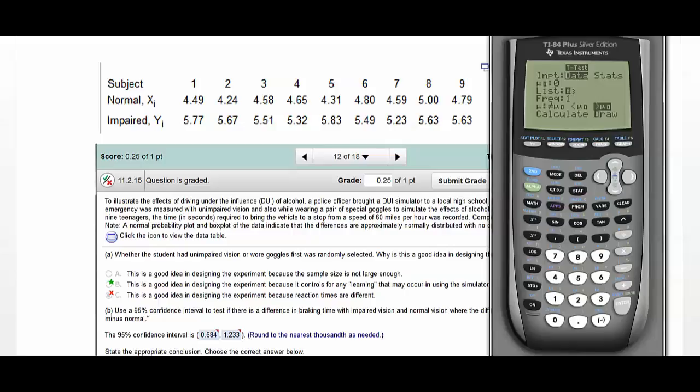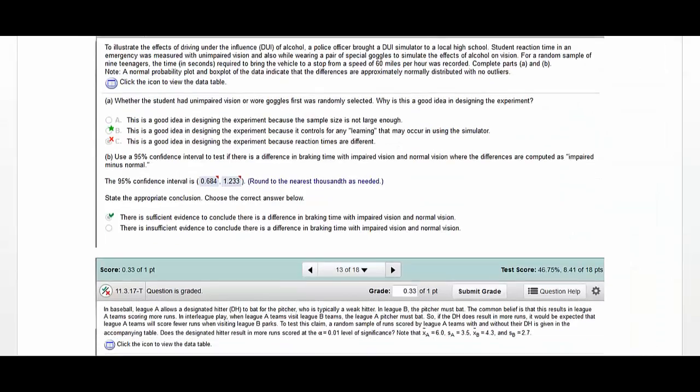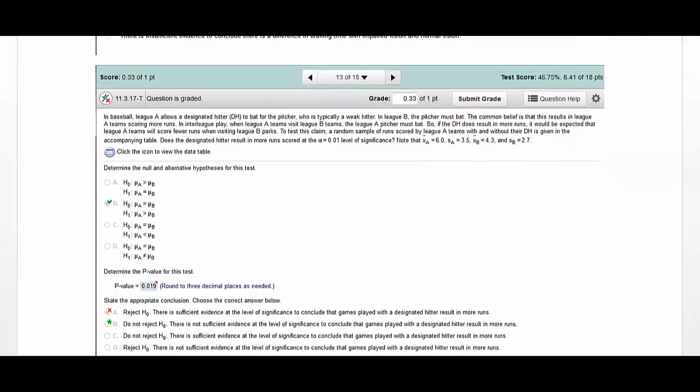I'm sorry, I'm doing a hypothesis test. I want a confidence interval. All right, let me try that again. I got close. T interval down here. Okay, T interval. Data. Okay, list 3. Great. Confidence interval 95%. Hit calculate, and voila. There are the two numbers that they're asking for. All right, moving on.